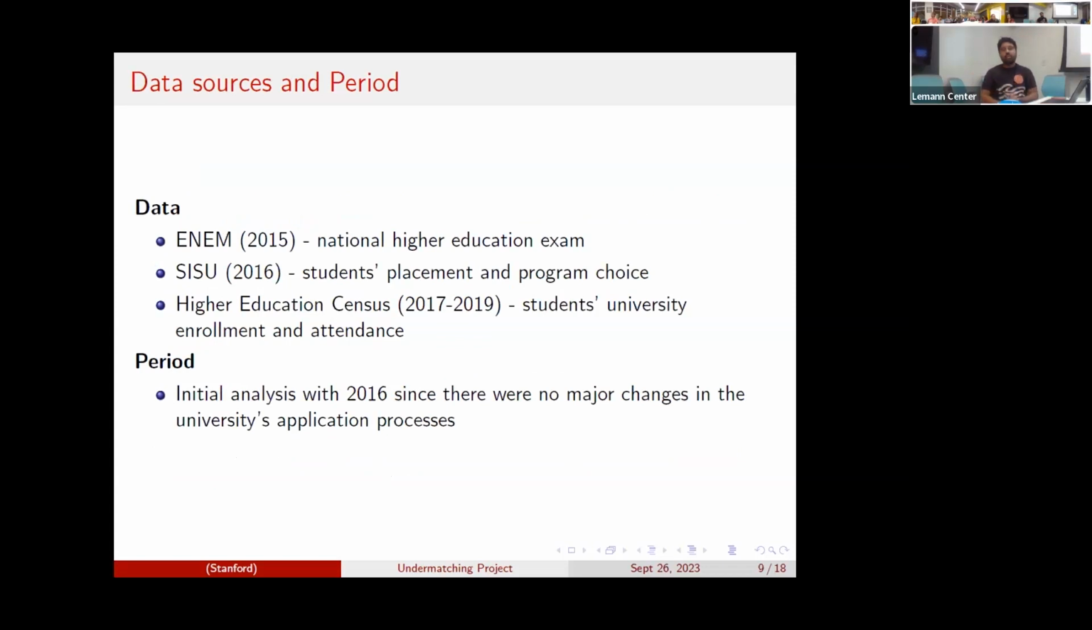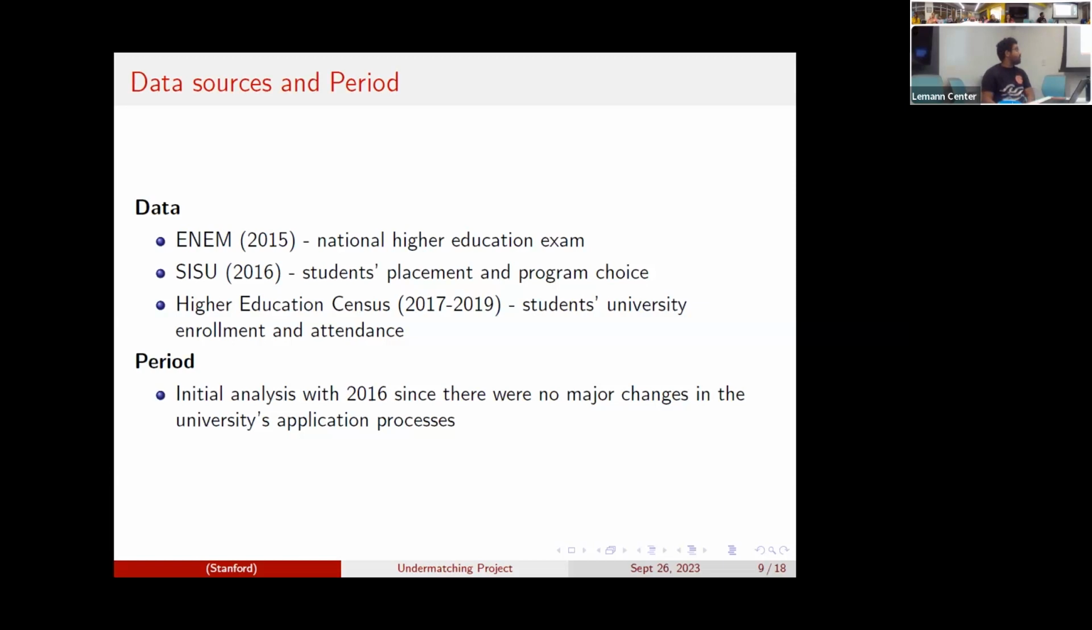So the data that we are combining here are three main datasets. First, the ENEM, as we said, because basically there we have all the socioeconomic information about the students, followed by the Sisu, which is the place where we can look for the placement of students and also program choice. So if they get in, if they are wait-listed, what are the decisions during this part. And also the higher education census, where the idea is to see if the students are enrolled or not.